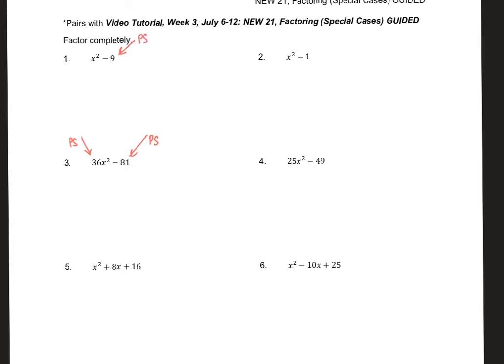While 9 is easy to see as a perfect square, x squared is a perfect square too. There's a 1 in front of that, right? While x squared is a perfect square, the 1 coefficient in front of it is also, but there's a 1 here, and that is also a perfect square.